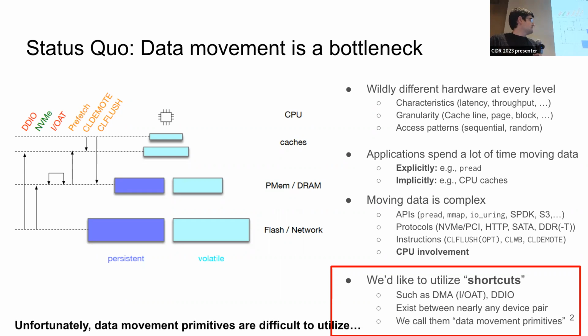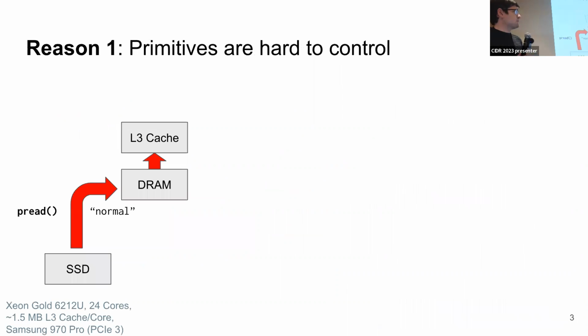Unfortunately, those data movement primitives are often difficult to utilize, and I would like to give you two reasons why that is the case. So the first one is those primitives are often hard to control. So let's say, for example, we want to do some kind of external sort, have some kind of unsorted runs on SSD, and want to move them to our cores to then do the sorting. The normal way to do this would be to use p-read or whatever, move the data into DRAM, where it is then moved into the caches when it's accessed by the CPU core.